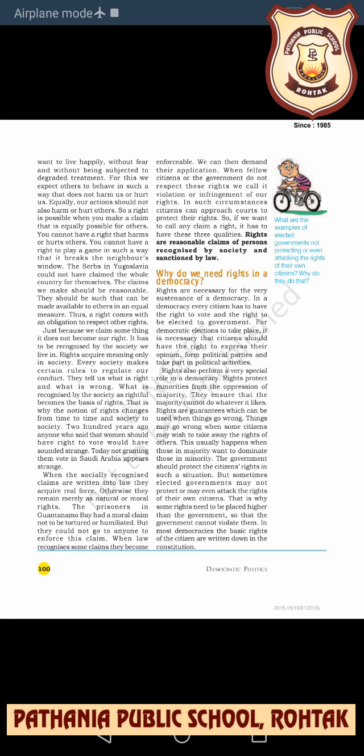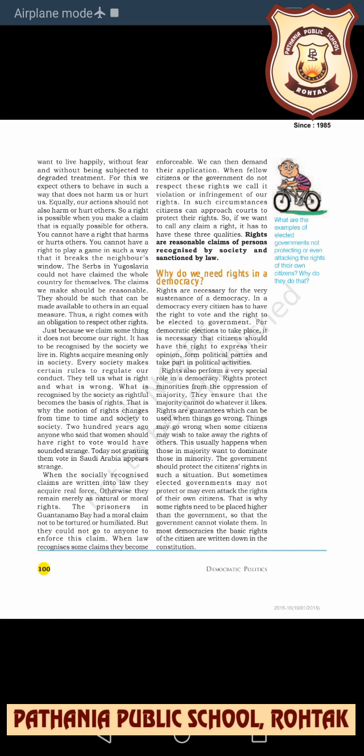Rights are guarantees which can be used when things go wrong. Things may go wrong when some citizens wish to take away the rights of others. And it usually happens when those in the majority want to dominate those in the minority. So it is the responsibility of the government to protect the citizens' rights.